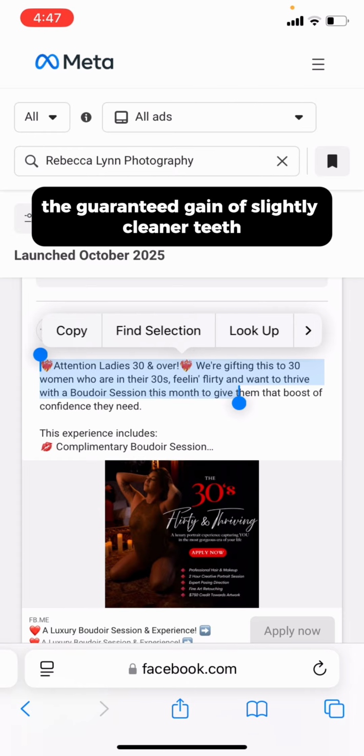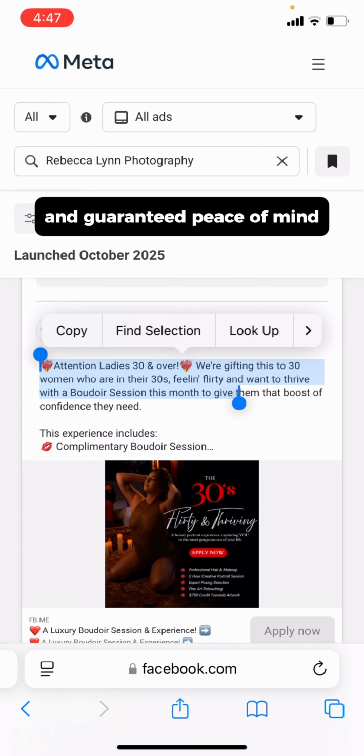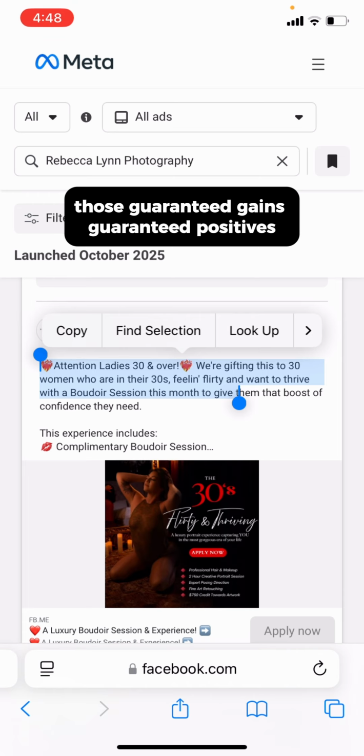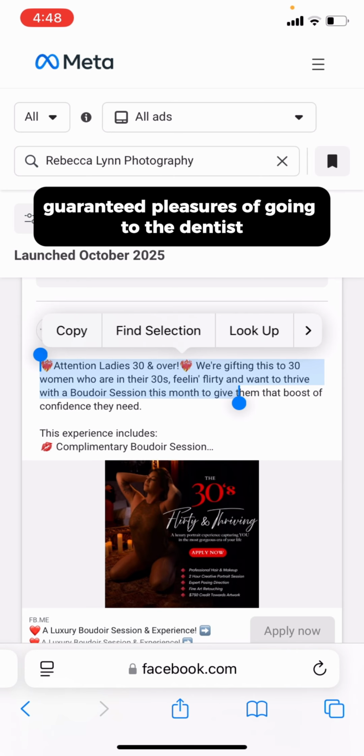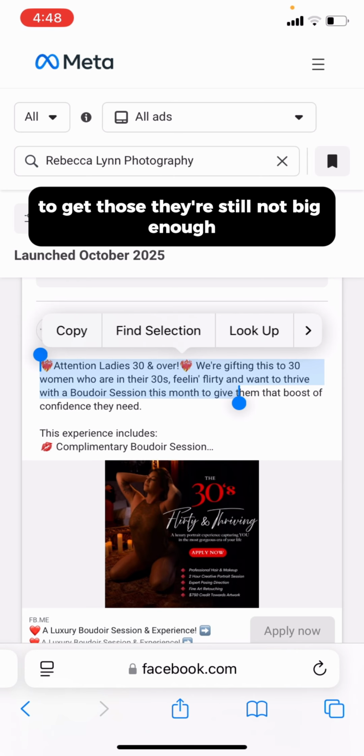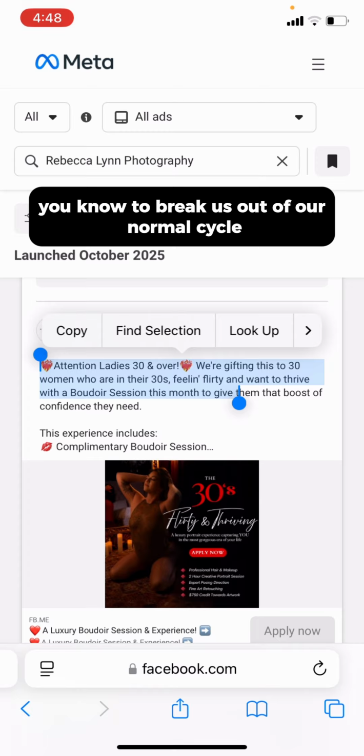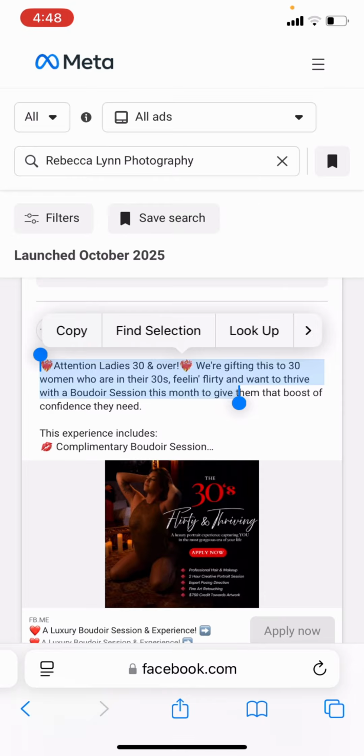Well, again, the guaranteed gain of slightly cleaner teeth and guaranteed peace of mind that we either have no cavities or we had a small one, but it got taken care of pretty fast. Those guaranteed gains, guaranteed positives, guaranteed pleasures of going to the dentist, they're still not big enough. They're not big enough for us to take an action to get that positive, that gain, that pleasure, to break us out of our normal cycle, normal routine.